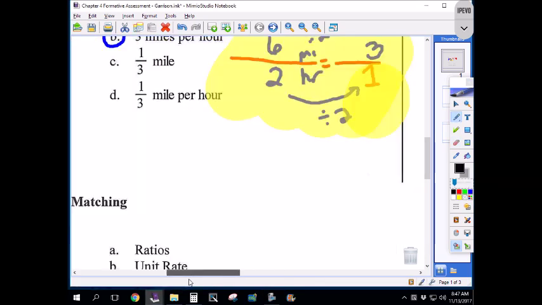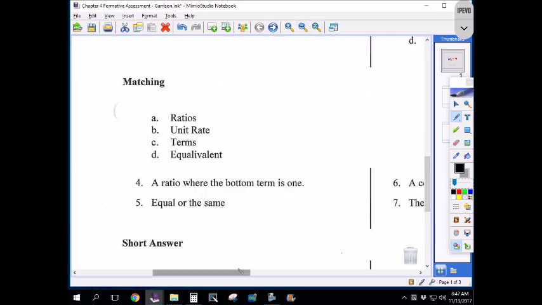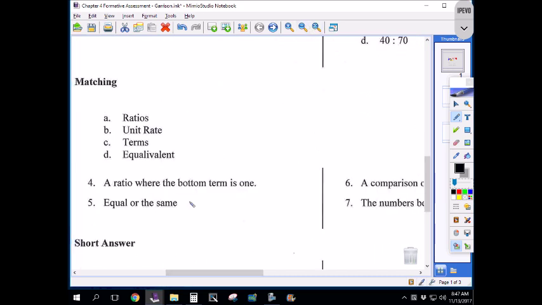All right, let's go down to number 4 down here, 4, 5, 6, and 7. Okay, I'm going to zoom out. Now, these were matching. It was a little confusing how it was laid out, but you just had to match these terms up here to these definitions.